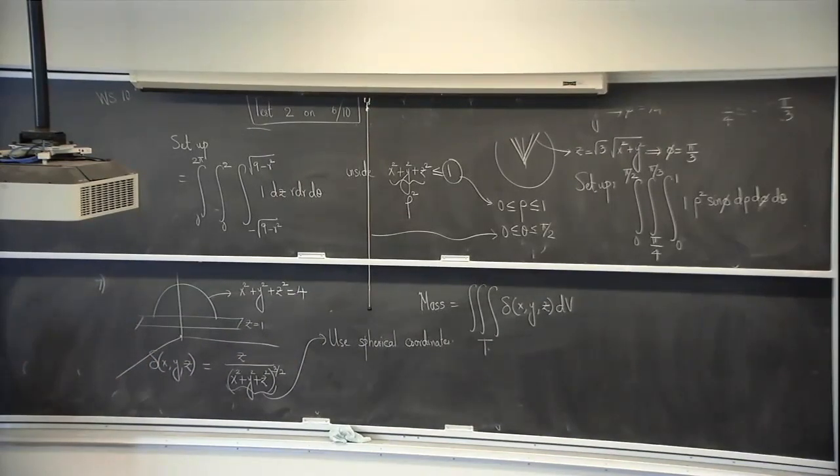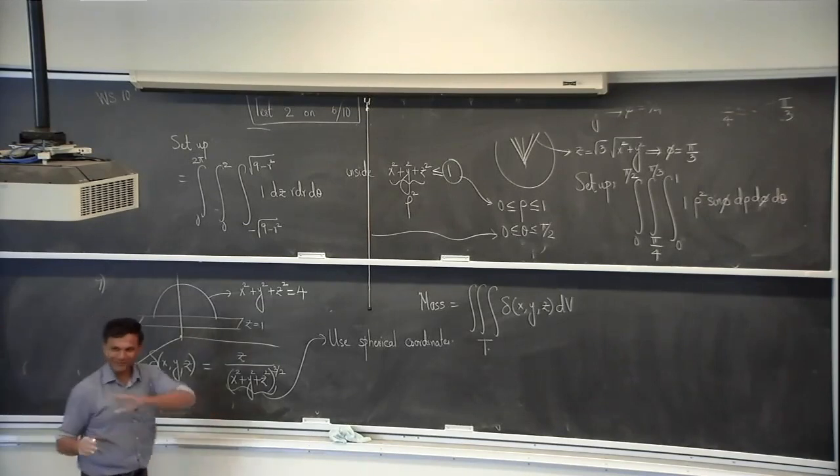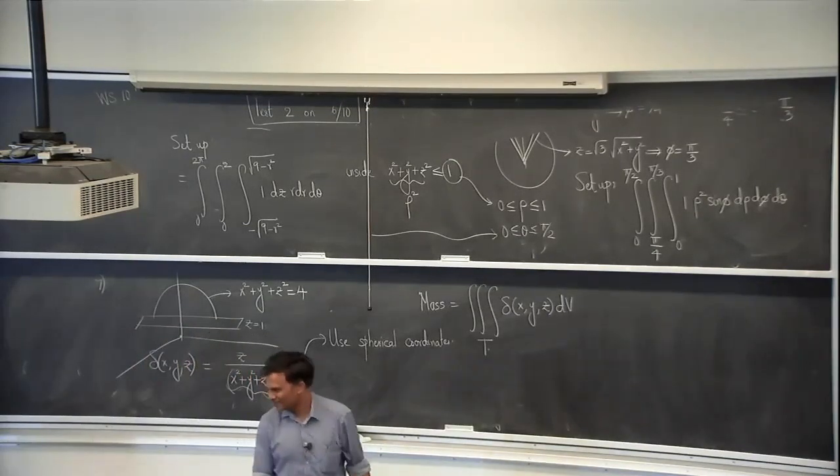Would it make our lives easier if instead of stuff with the normal rho and all that, we just plug in 4 for x squared plus y squared? No, because then you're assuming that the density is constant. You cannot plug in anything there. You have to integrate through the whole solid.